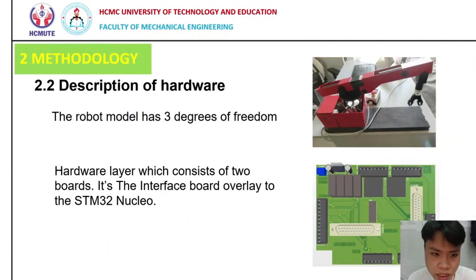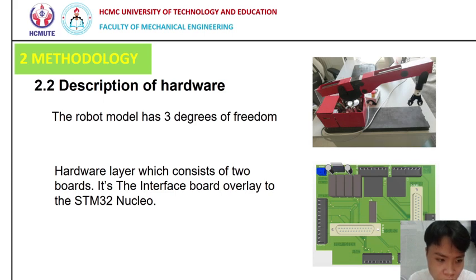Next is the description of the hardware. The robot model we use in this project has 3 degrees of freedom, with an additional degree of freedom at the end of the effector, which is a spin. Each joint has a minimum angle and a maximum angle, which define the Cartesian coordinate space over which the effector can move.